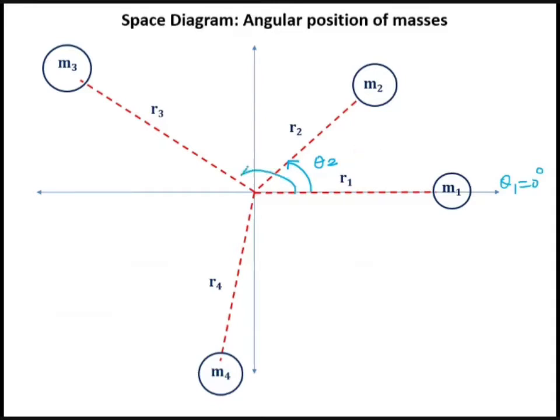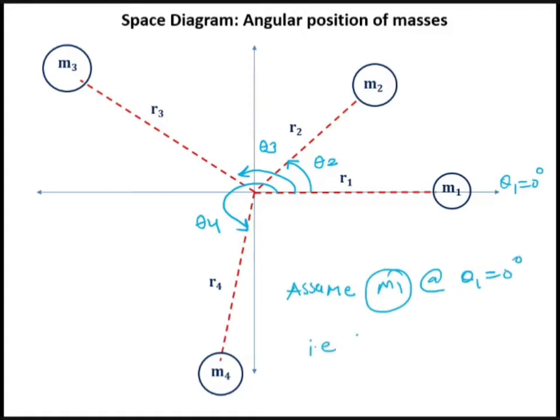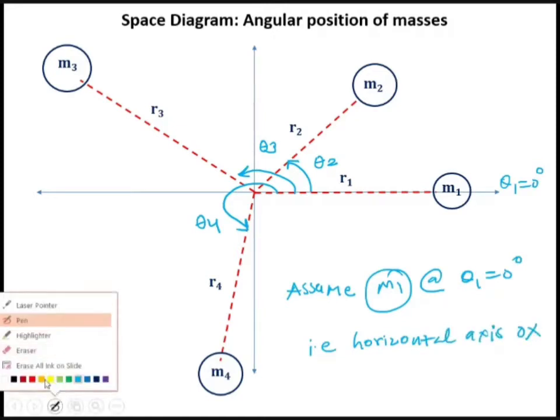Then this is theta 3. What is theta 3? That is mass M3 from mass M1. It is 145 degrees. And last is this angle, theta 4, which is at an angle of 270 degrees. Okay. So in this way, I have located masses M1, M2, M3 and M4. Try to understand that I have assumed mass M1 at theta 1 equal to 0 degree, that is, you are assuming mass M1 on the horizontal axis OX. Is it okay? Is it clear?